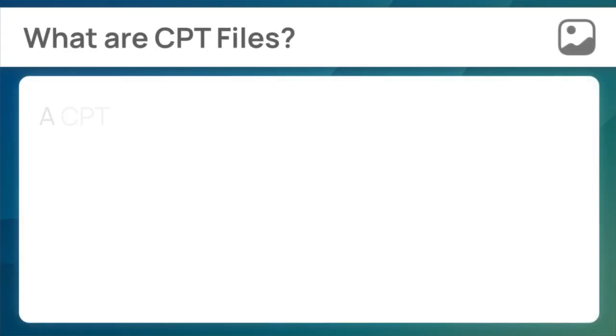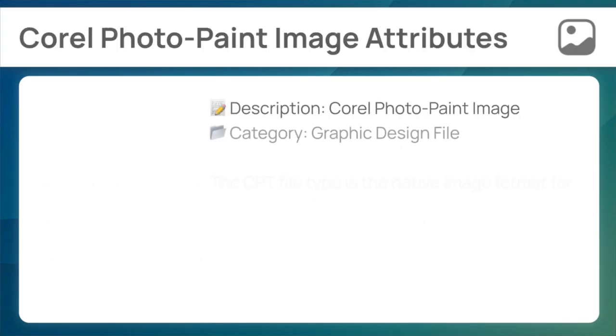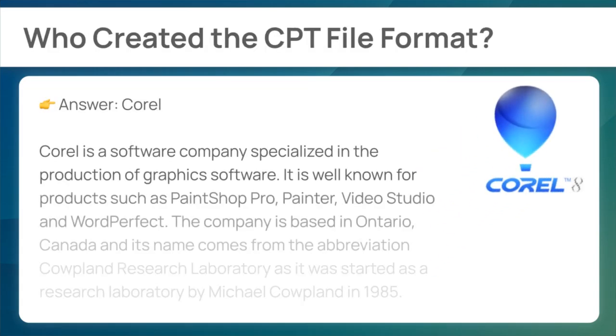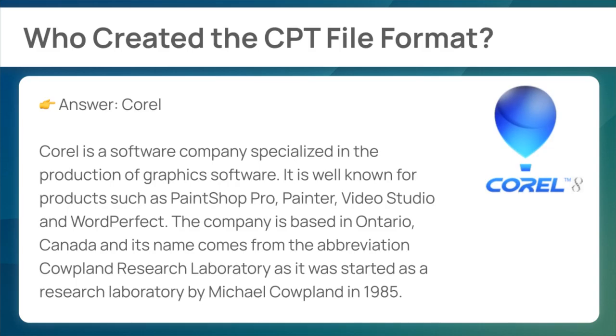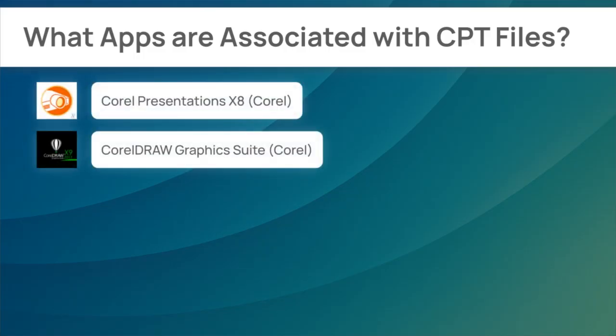The CPT is officially classified under the Comprehensive Graphic Design File architecture. The file operates using the Corel Photo-Paint Image conventions. The CPT file type is the native image format for Corel Photo-Paint. It stores raster image data and supports layers, objects, and channels similar to the Adobe Photoshop format. Developed by Corel Corporation, the proprietary design stores bitmap image data along with layer and object structure for complex image editing. Corel defined Corel Presentations X8 as the application primarily intended for CPT.